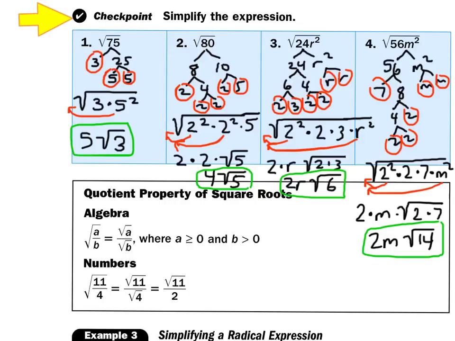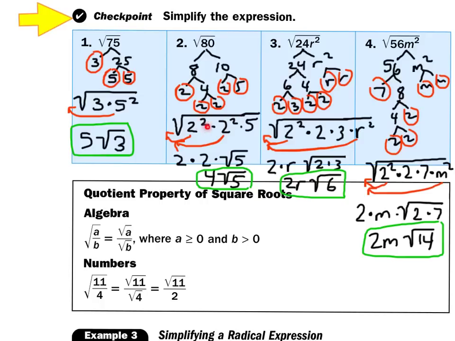Okay, take a look at number 2, the square root of 80. So let's break apart 80 to be 8 times 10. Break apart the 8, 2 times 4. Break apart the 4, 2 times 2. Break apart the 10, 2 times 5. Now, you look for pairs. We're going to put them in order. So I see a pair of 2s, so I put 2 to the second power times. Now I see another pair of 2, 2 to the second power times 5.